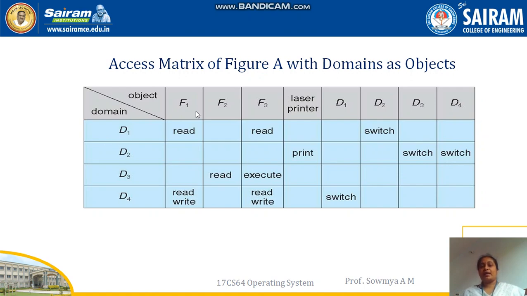So D1 can read the file F1, can read the file F3 and can switch to D2. It can also access the print mechanism. D2 can access print and can switch to D3 and D4. D3 can only access F2 and F3 but cannot switch to any domains, and D4 can switch to D1. This is how domains act as objects.